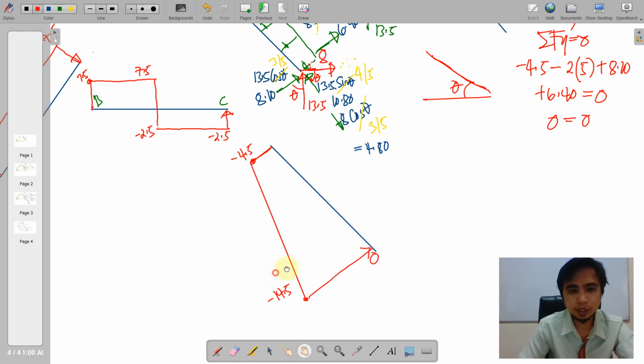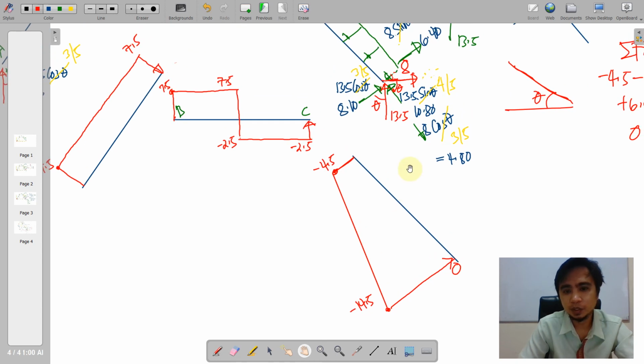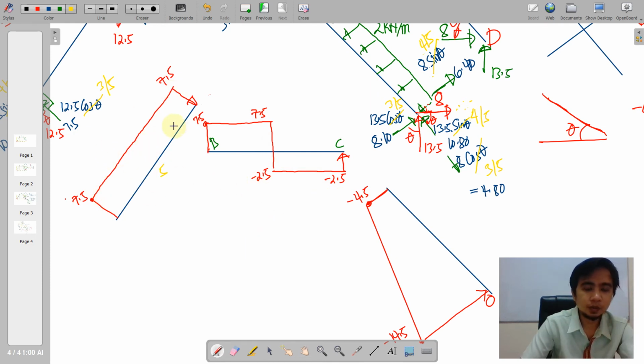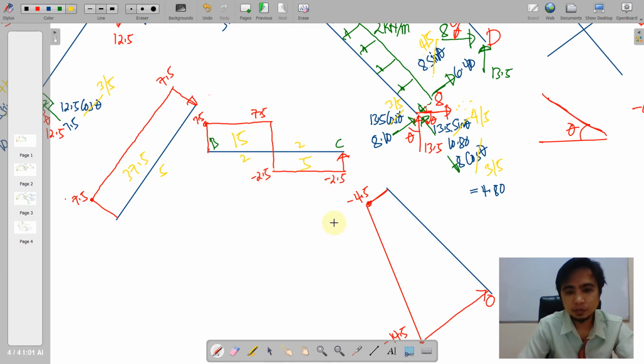Okay, so we have now established our diagram. Perhaps we can get the area of this. So the area of this rectangular portion here, we note of this distance. So this is 5 by 7.5. We have 37.5. We also note the distance here from this point up to this point. So this is 7.5 by 2. Obviously that is 15, and 2.5 by 2 here is 5.